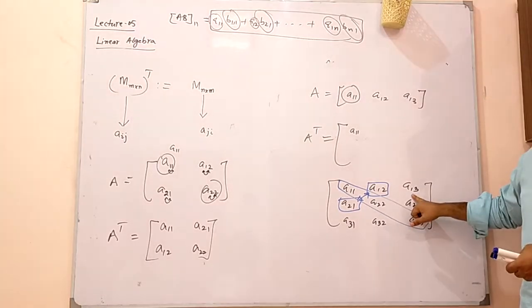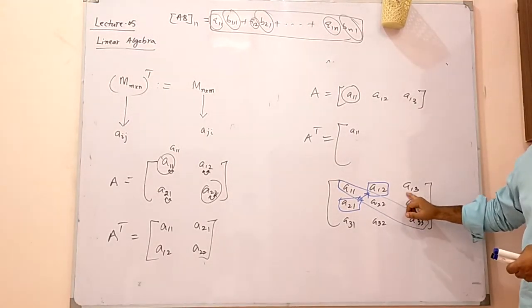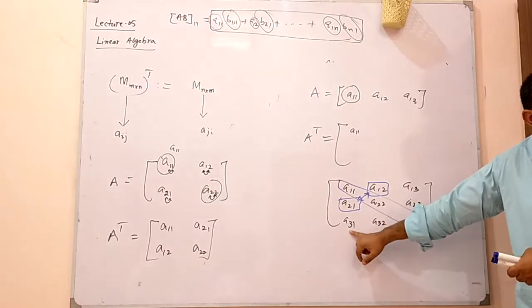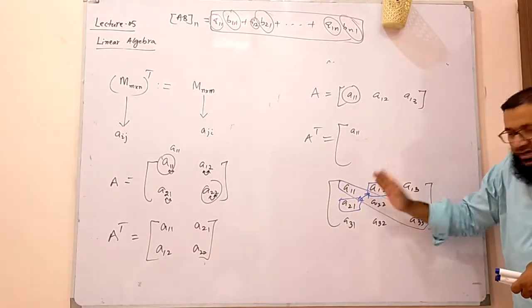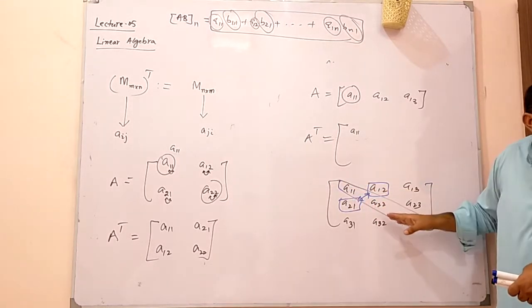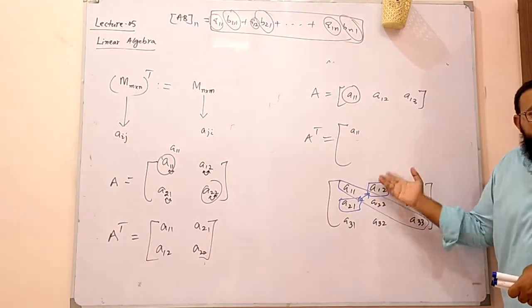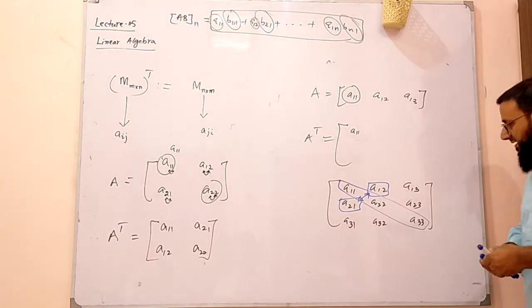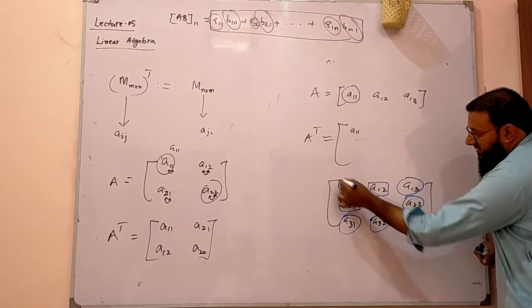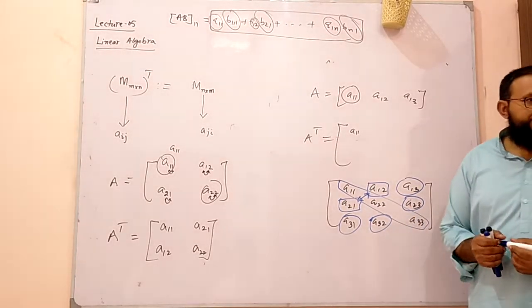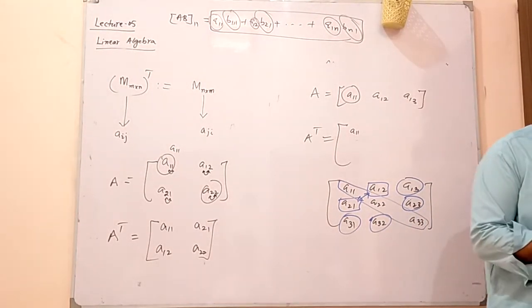This is 1, 3. You exchange these, this becomes 3, 1. It means this will take this position and this will take this position. So there is a reflection along the diagonal. This is the principal diagonal and you basically reflect the entries. Like this one goes here and this one goes here and these entries remain the same. This is what we call the transpose of a matrix.